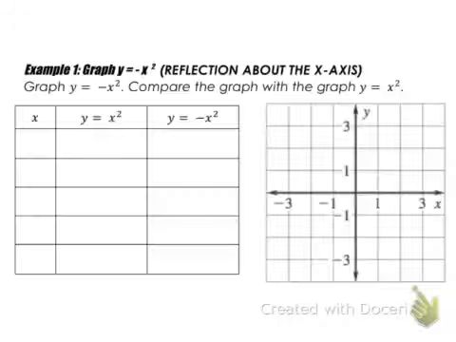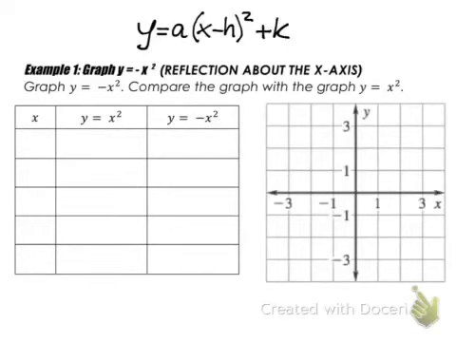In vertex form, which is y equals a times the quantity x minus h squared plus k, we're going to graph the equation y equals negative x squared, and we're going to compare it with the parent function. The only thing that's different about the two equations is that we have a negative x squared. We don't have an h, it's 0, we don't have a k, all we have is a negative a. So we're going to pick some points for our x's. We're going to use negative 4, negative 2, 0, 2, 4, just because I've been doing that.